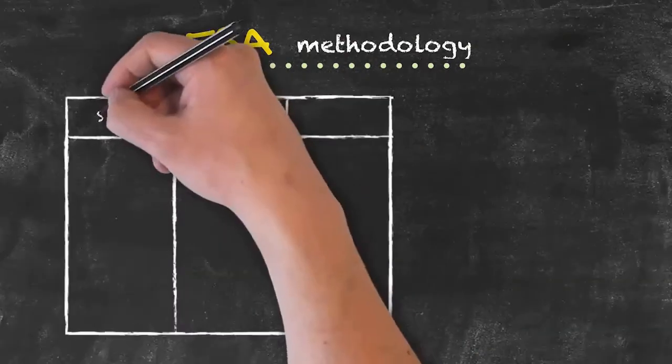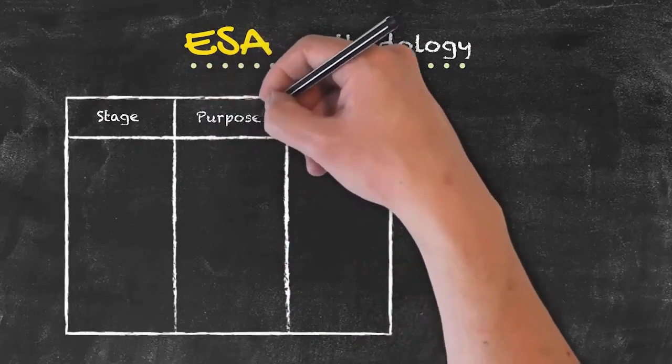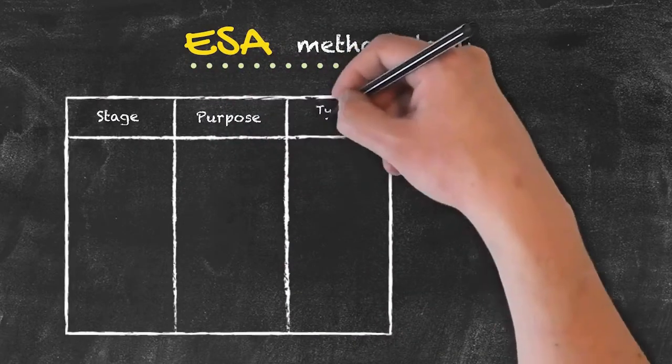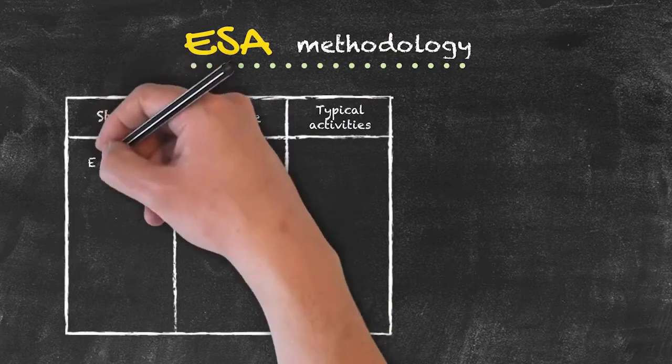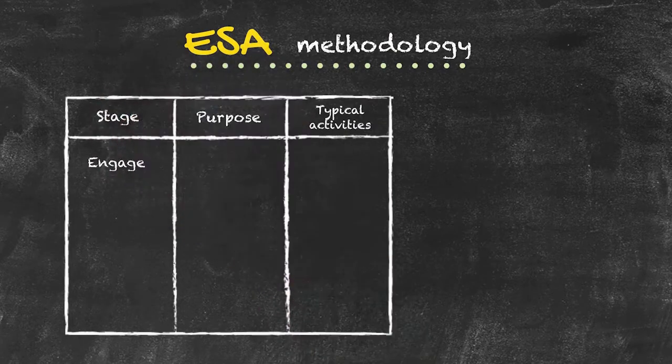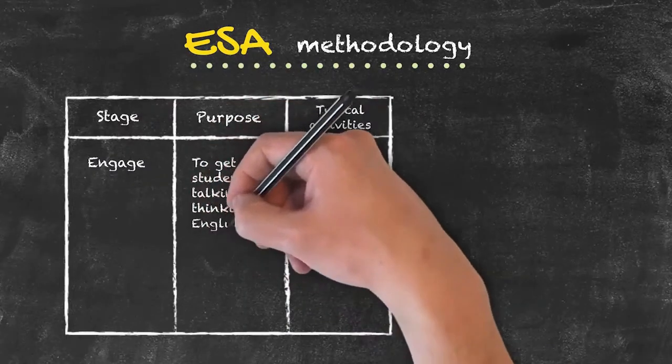It's a three-stage methodology, and what we're going to do is to look at the purpose of each one of these stages and some typical activities that take place during those stages. So the first stage is known as the engage, and its sole purpose, as the name implies, is to get the students talking and thinking in English.